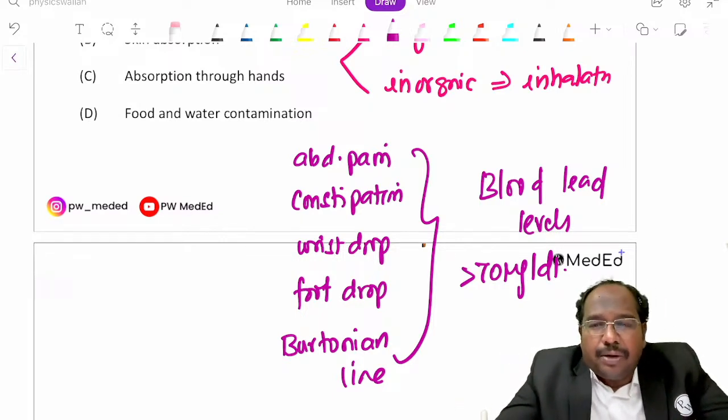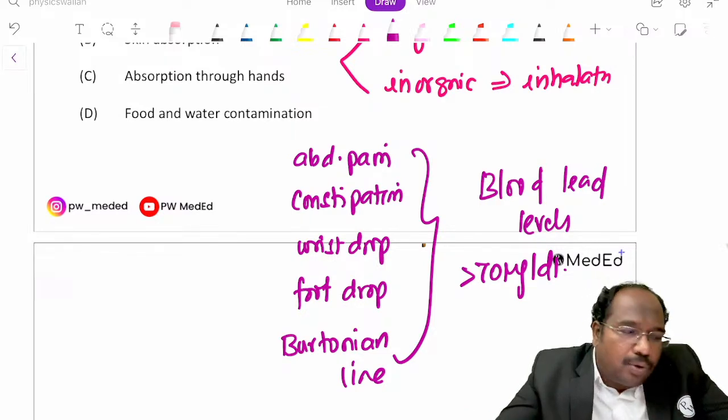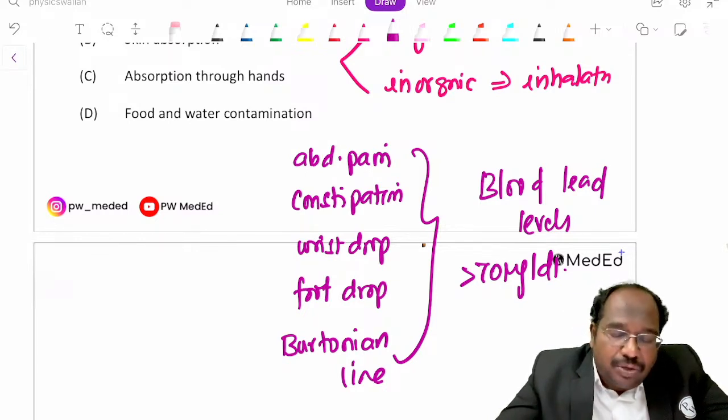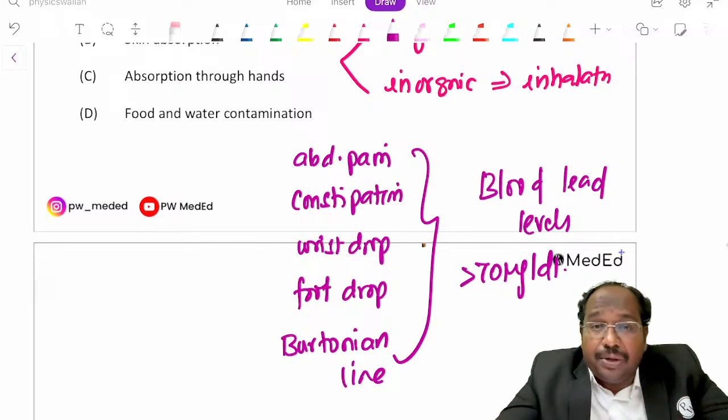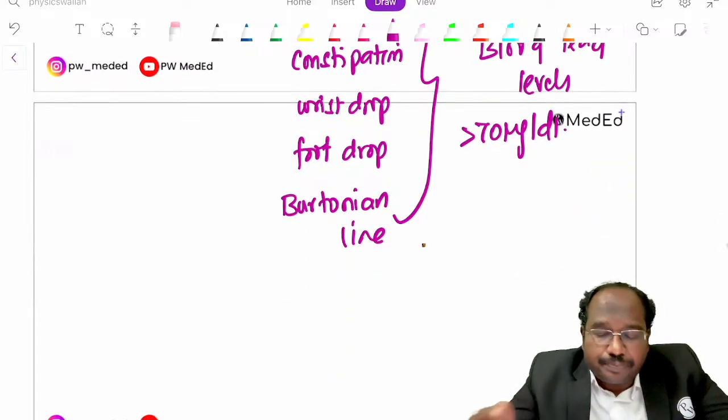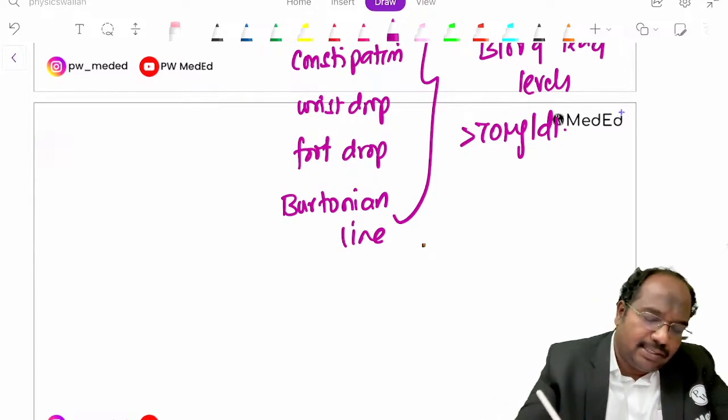You can go with urine examination. You can check coproporphyrin. You can check ALA, aminolevulinic acid. You can find elevated levels in the urine, guys.